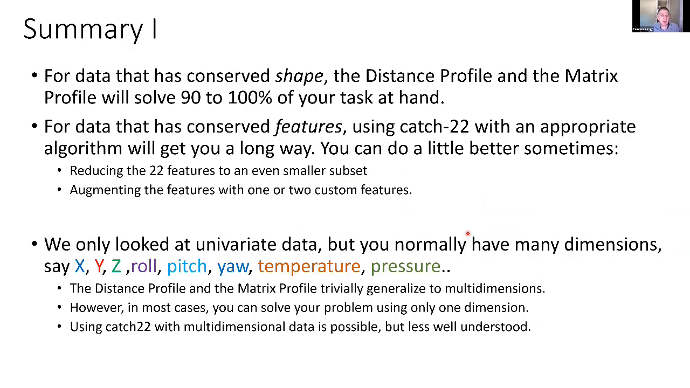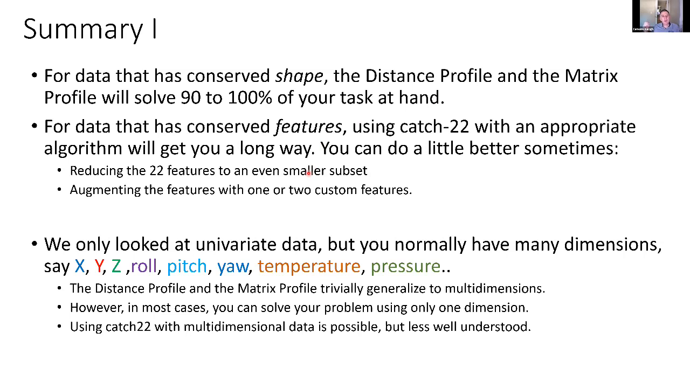So I'm almost done here. Let me summarize. If you have data that has conserved shape, which is very common for all kinds of animals, then I claim that the distance profile and the matrix profile will solve almost all the tasks at hand. And that's true if you want to do classification, clustering, summarization, visualization, anomaly detection, rule discovery, you name it. It's a simple but very general tool. It'll solve almost all your problems and do it quite fast and easy.